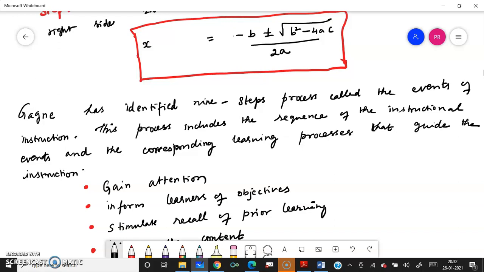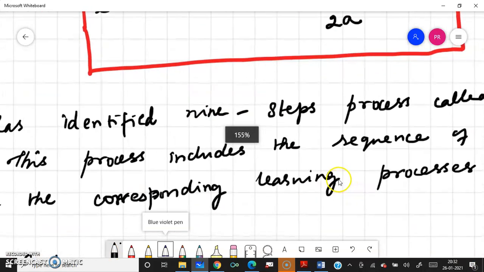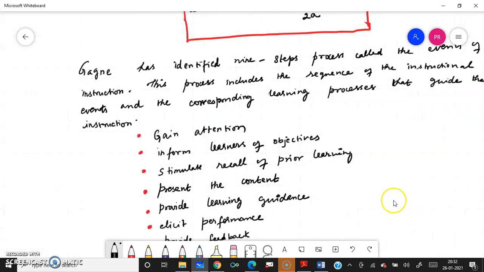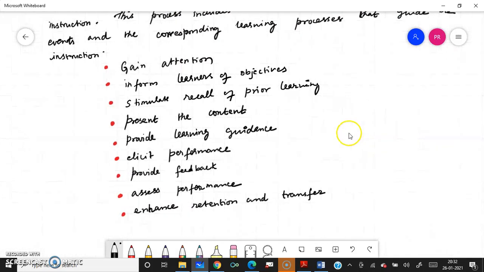And the next one is stimulating recall of prior learning. Whatever students have learned before, they should recall that. So you have to give some exercise or something that gives an understanding of the prior learning which is required for what they are going to learn today. With simple questions you may ask your students, so that they can tell whatever is needed from the prior learning.